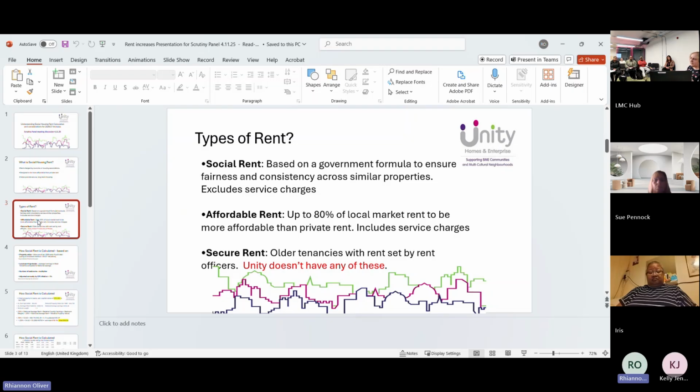And then the secure rent, some of you might have heard of this before, fair rents, if you've lived with the council, say, for a long time. Many years ago, I had a rent that we went to the fair rent office and had assessed as well.